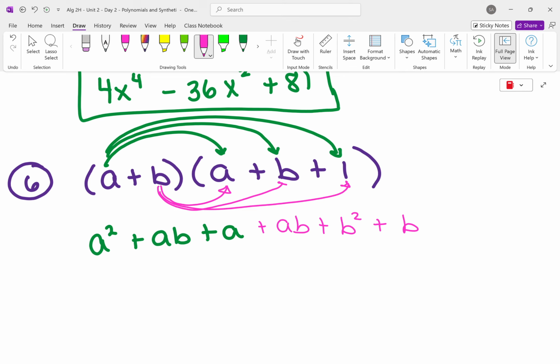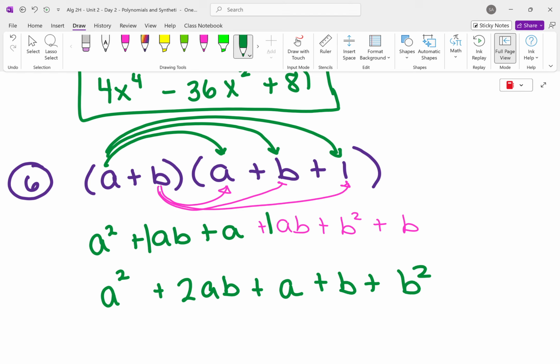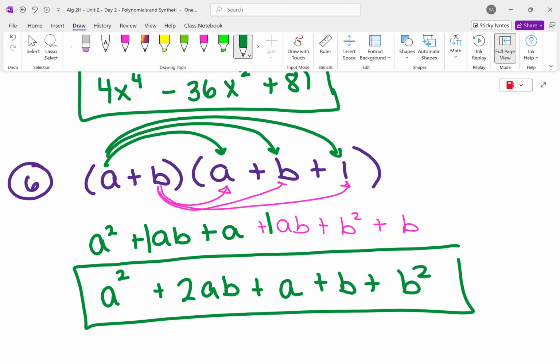And now we combine our like terms. So I'm going to have a squared plus 1ab plus 1ab is 2ab plus, do we only have one a here? Plus a plus b squared. Does that sound right? Does that look right? Yeah? Okay. And again, addition's commutative, so as long as you got this, it could have been in any order you wanted.